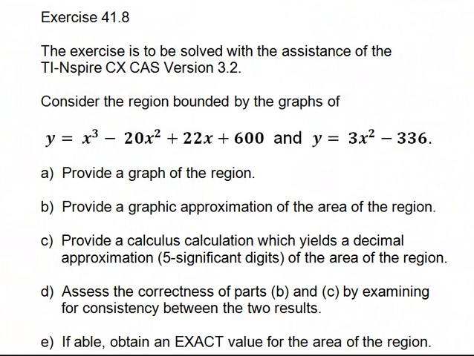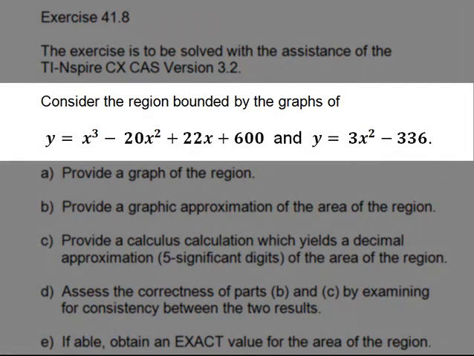Exercise 41.8. The exercise is to be solved with the assistance of the TI-Nspire CX CAS version 3.2. Consider the region bounded by the graphs of y equals x cubed minus 20x squared plus 22x plus 600 and y equals 3x squared minus 336.